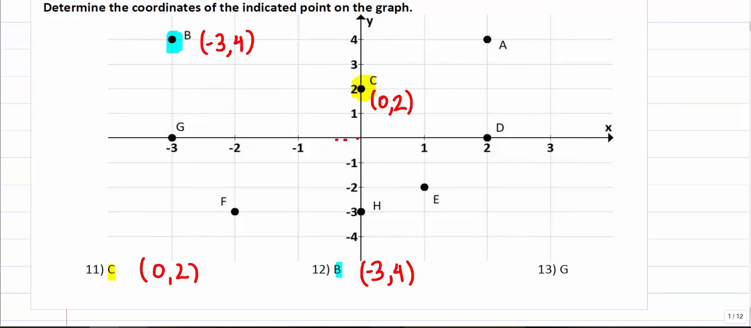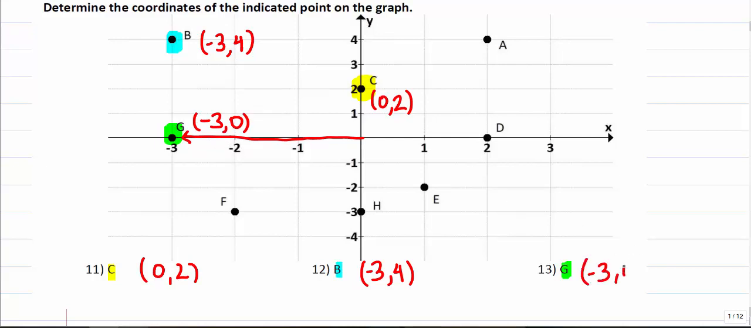And then last but not least, we have G, which is all the way over here. And notice for point G, to go to point G, I'd move -3 in the x direction. But since I'm not going to move vertically, meaning I'm not going to move up and down, that means the y coordinate is 0. So just make sure that you can read points.